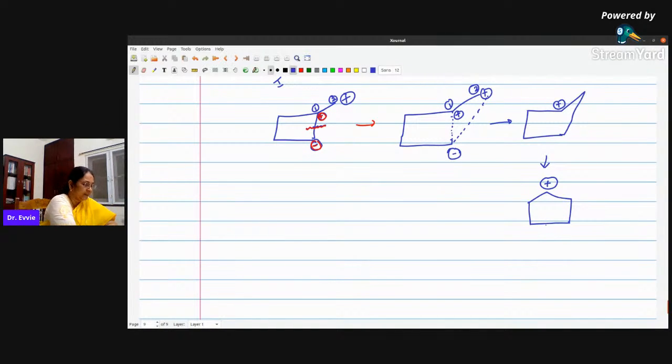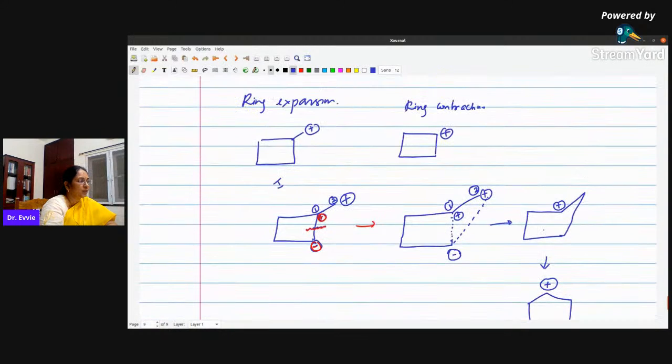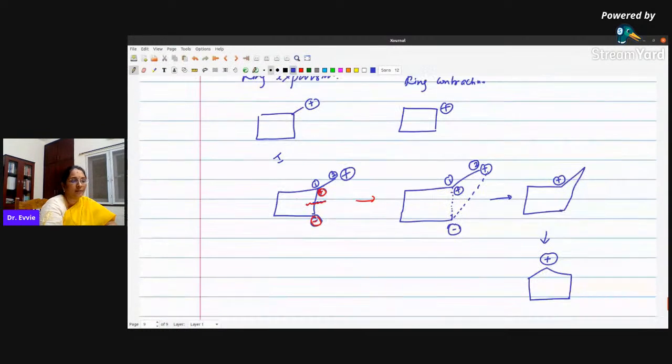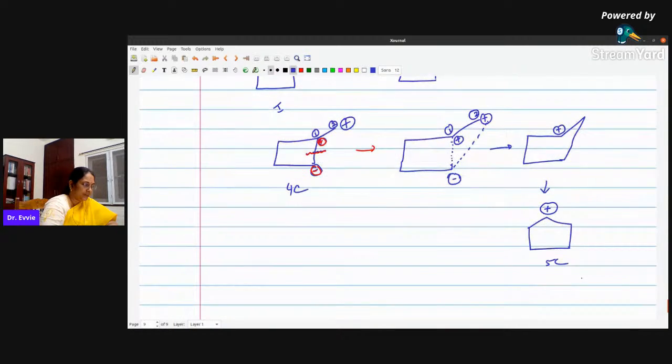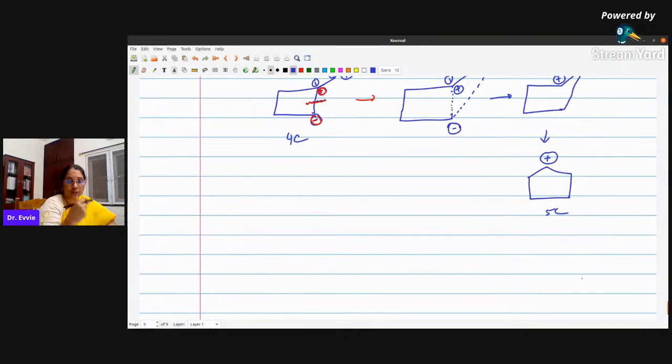Now let us see another one. I've shown you the 4-membered ring becoming a 5-membered ring, so this is 4 carbon to 5 carbon. Now let us see a 5 to 6. I told you another possibility for 5. So 5 carbon will be like this. If you see any basic book, it will have this.